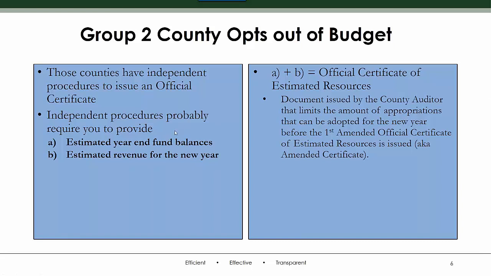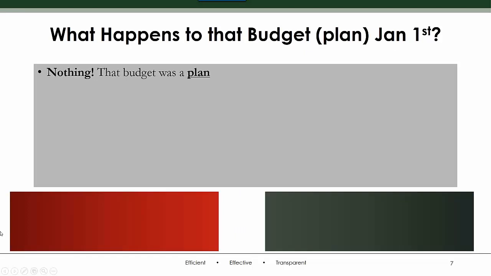I'm looking at some of the questions. So the official certificate is generated from the process your county uses, whether you file a budget or an alternate document, and you're going to have to call your county.